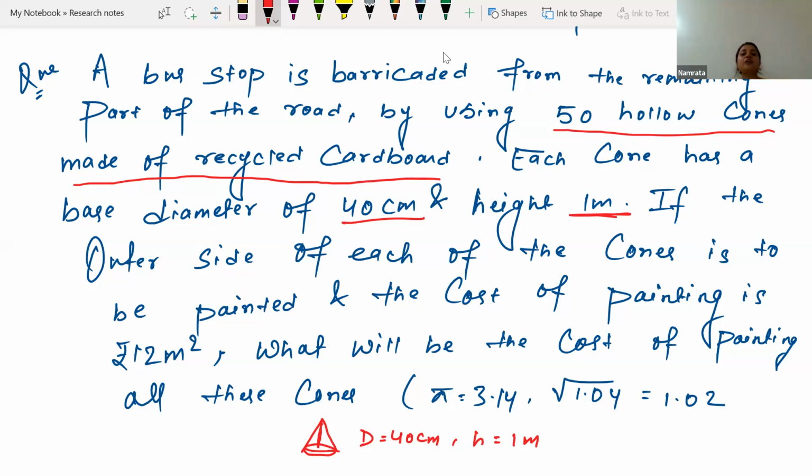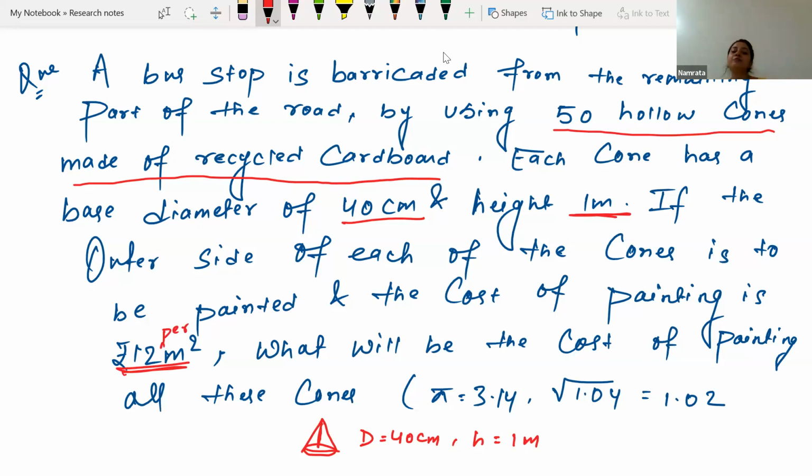If the outer side of each of the cone is to be painted, again, the outer side of the cone is painted, that is the curved surface area. And the cost of painting is given as rupees 12 per meter square. Since the cost of painting is given in meter square, better from the very beginning take everything in meter only. Per means for 1 meter square.